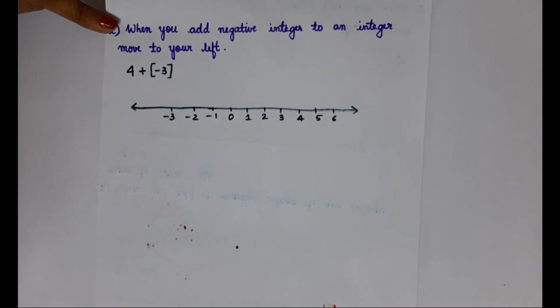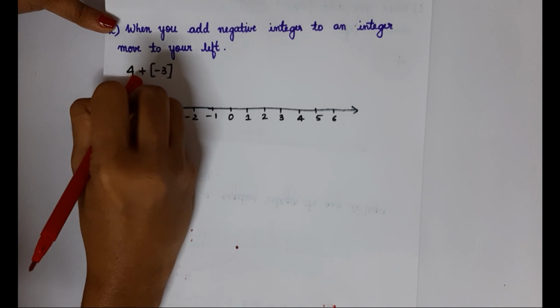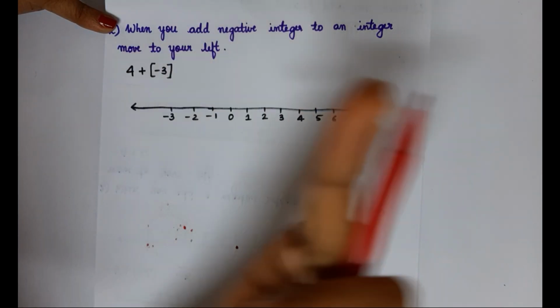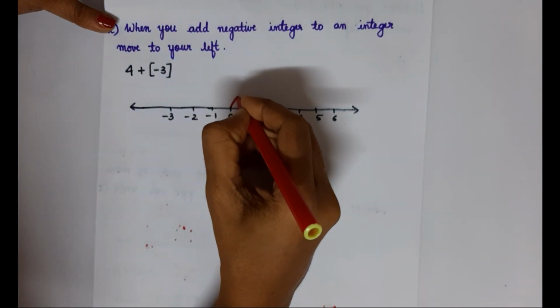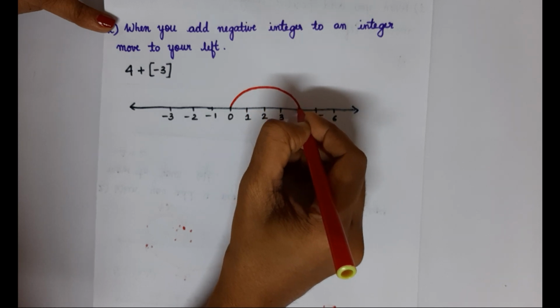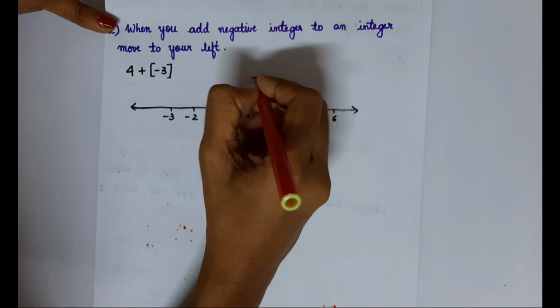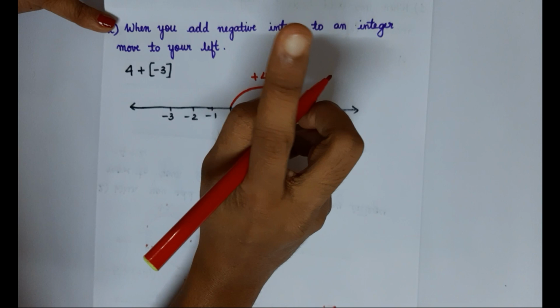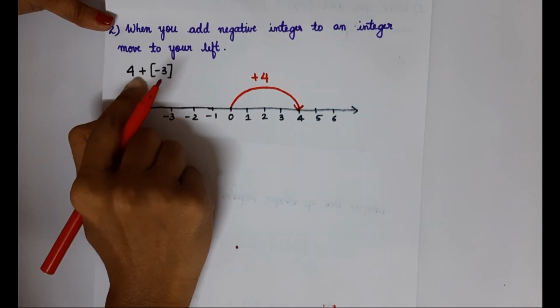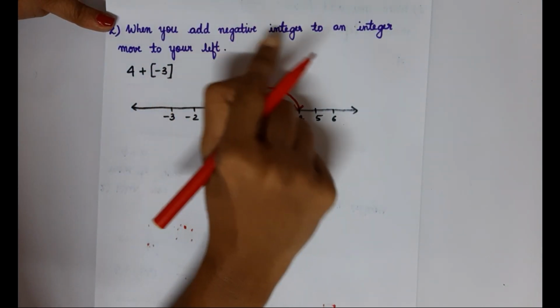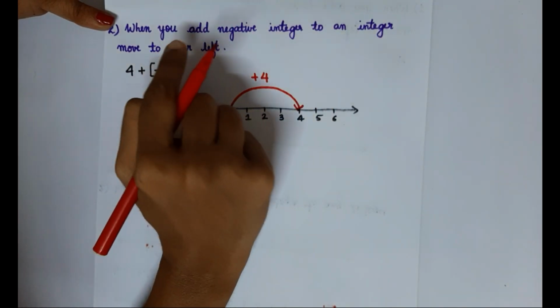Okay. Now what are we supposed to do? First, we have to go to plus 4. Plus 4 is to the right. So from 0, you have to go to 4. So this is plus 4. Okay. Now what are we supposed to do? We are adding a negative integer. So it is said here that when you add a negative integer, always move to your left.